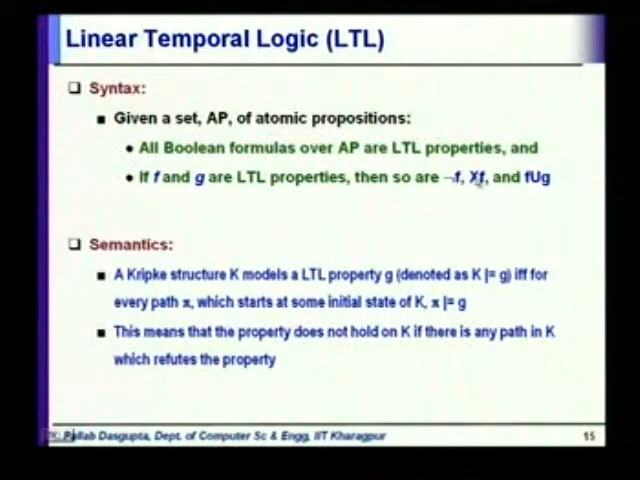Remember that these operators were defined over a path pi. So, the property holds on the Kripke structure if it holds on all paths in that Kripke structure starting from the set of initial states. This means that the property does not hold on K if there is any path in K which refutes the property. So, when we do verification, we will look for paths which refute the property, and finding any such path means that the Kripke structure does not satisfy the property by this semantics.